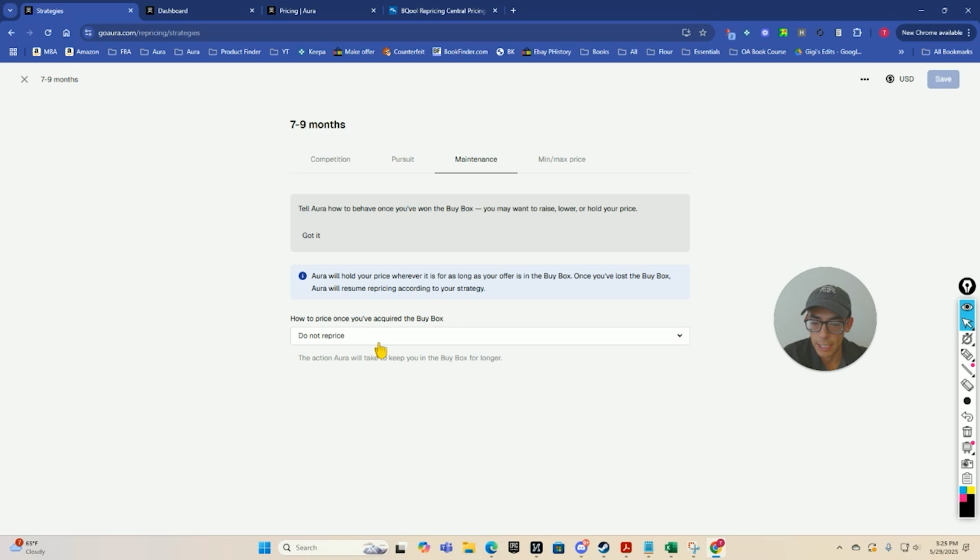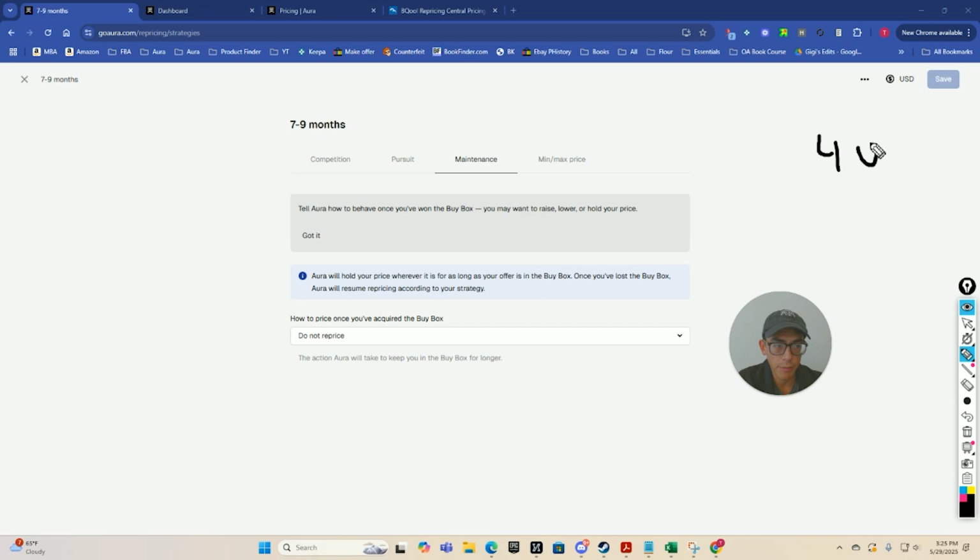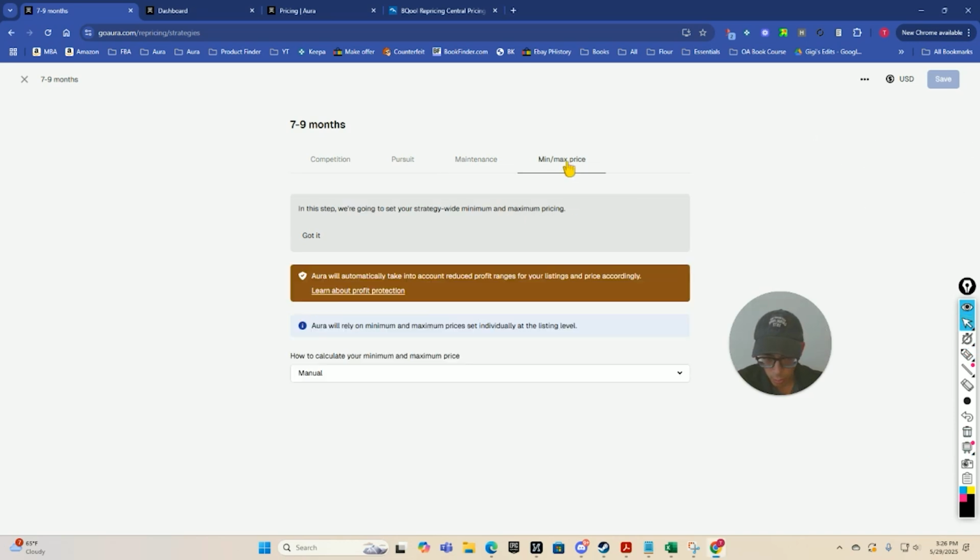Now for maintenance, again, we're going to say once we won the buy box, actually do not reprice. And essentially, this is going to overrule the other rules. So for example, if for whatever reason you do have your min at 40 and your max at 50, remember how we said if somebody's below us at 37, we would just go to the min price? Well, if you're, let's say, winning the buy box at $45, which is in between those two numbers, you would actually just stay at 45. In other words, you would stay in the buy box. So a cool little feature there.